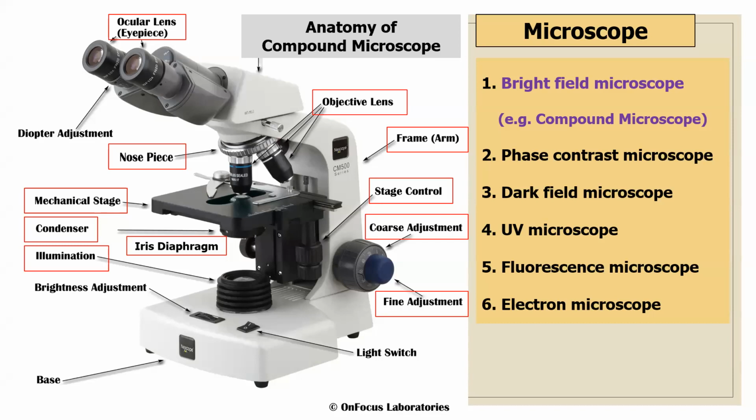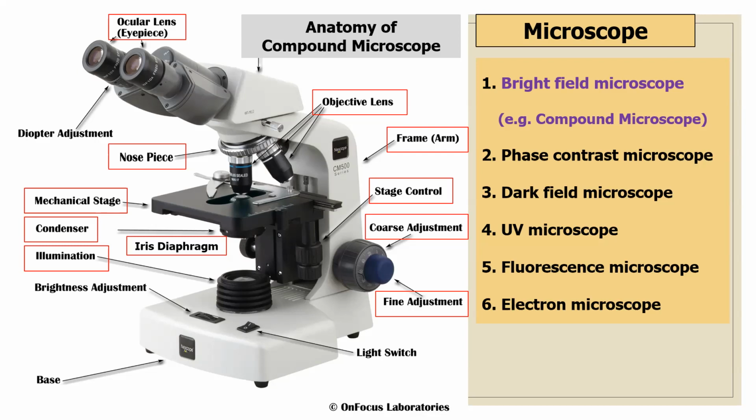Let's have a look at the first part, the eyepiece or ocular. The eyepiece or ocular lens is a lens near the eyes of the user. This lens serves to magnify the objective image. The eyepiece usually has a magnification of 10 times. Body tube or observation tube.